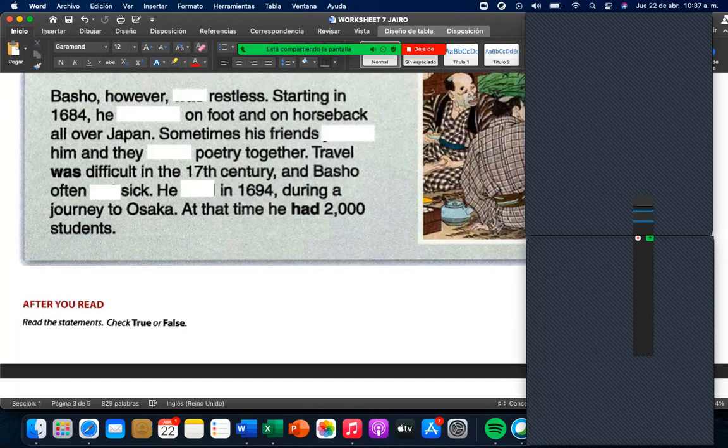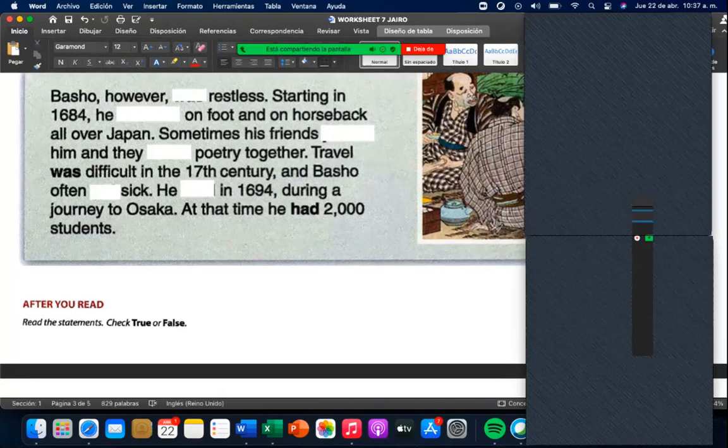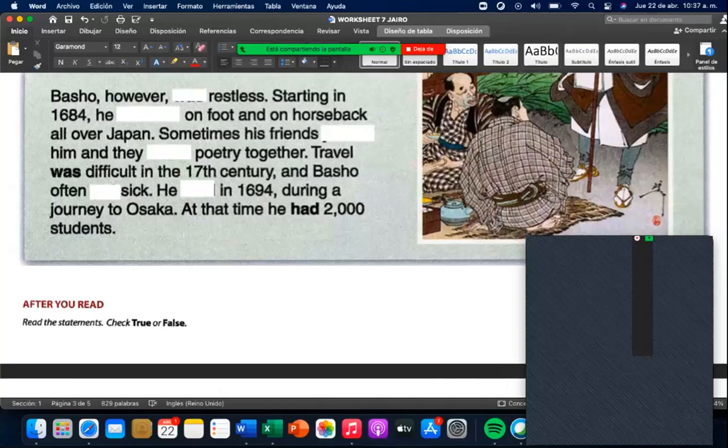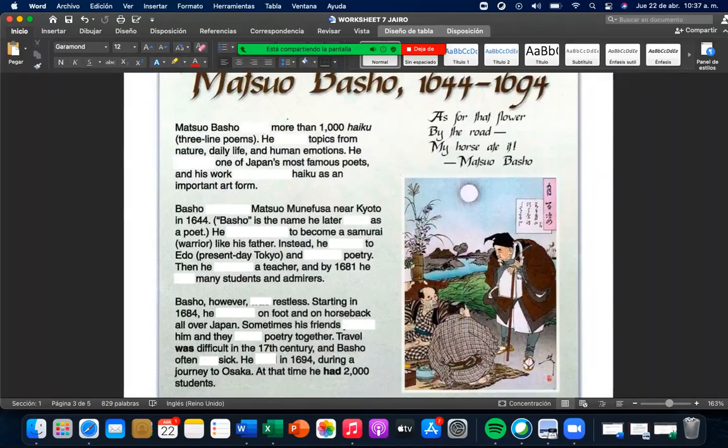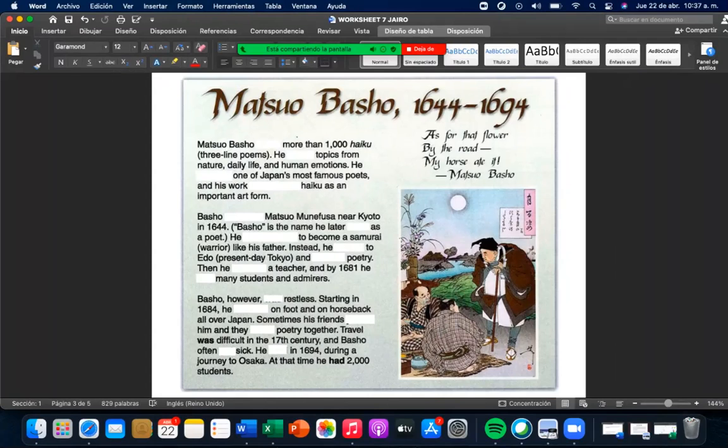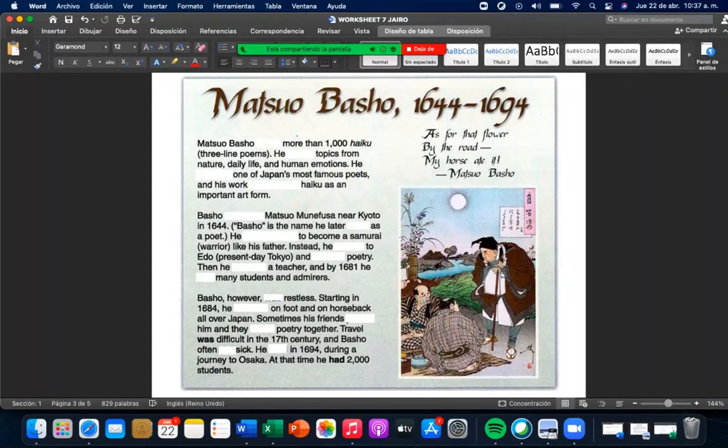Okay, very good. He died in 1694 during a journey to Osaka. At that time, he had 2,000 students. Okay, very good. So guys, having said this, we're going to listen to the original text. You're going to follow the listening and check if you have the same verbs or if you have a different verb.